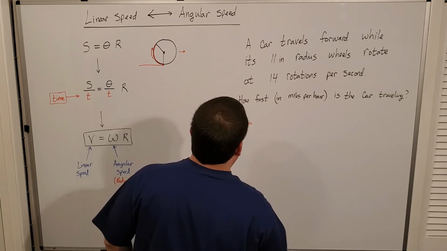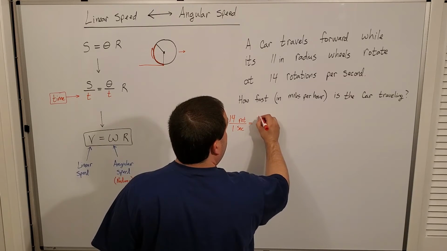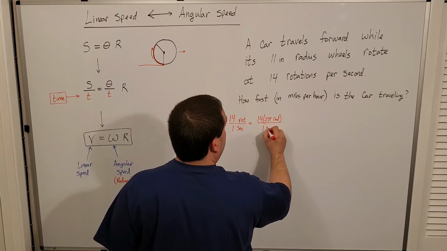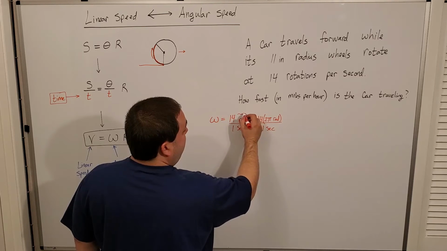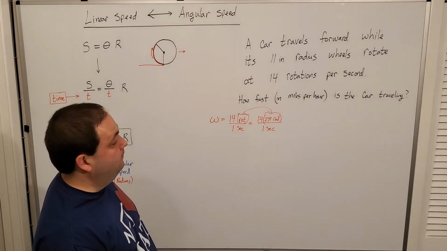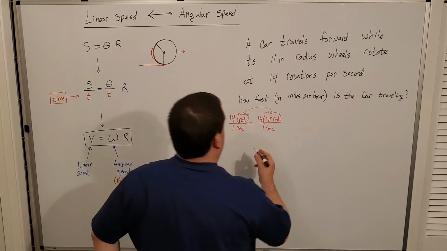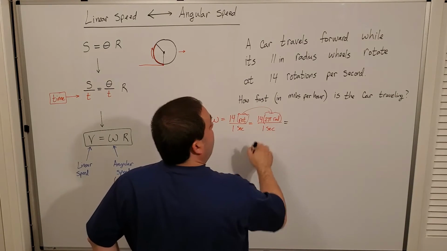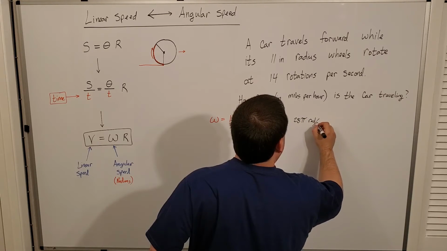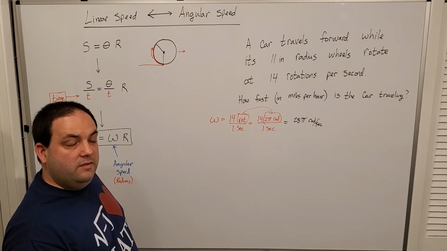Instead, I'm going to look at it like this. A rotation, one full rotation, is 2 pi radians. Right? So in other words, one rotation here, this guy right here, became 2 pi radians. Right? Okay. So my angular speed is actually going to be equal to 28 pi radians per second. Okay, that's the angular speed of the tire, the wheel.